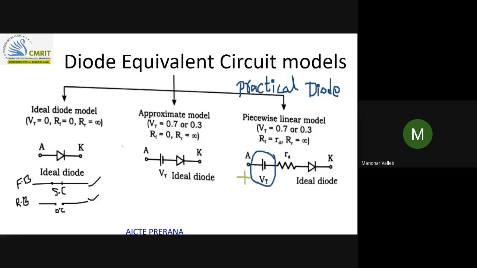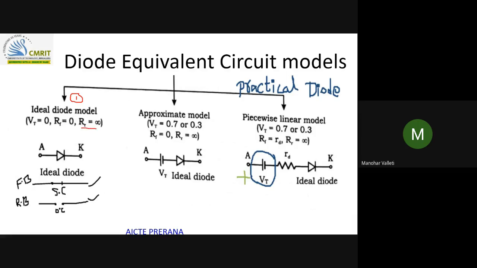So now we'll see the diode equivalent circuit models. When you are solving problems, which diode equivalent model do I have to use so that I can solve the problems easily? There are three types of models possible. One is the ideal model. In the ideal model, VT, the cut-in voltage, is 0. Forward resistance is 0.